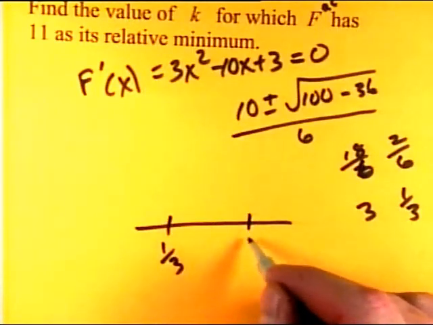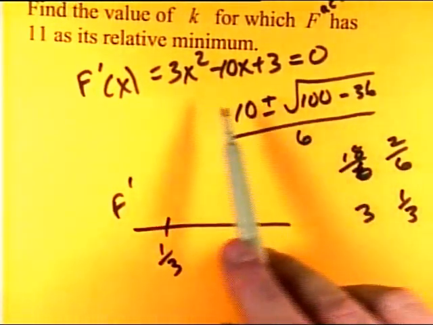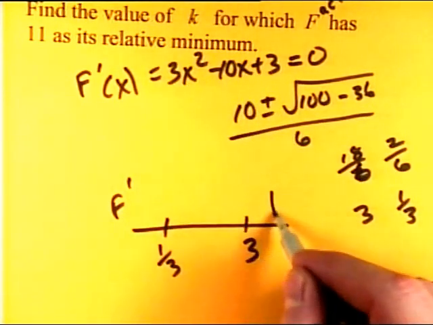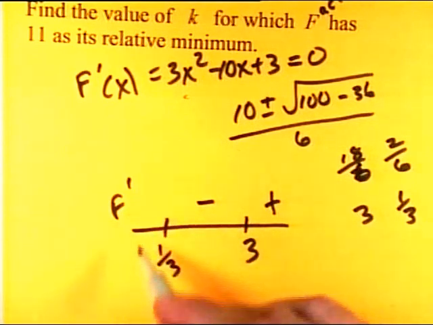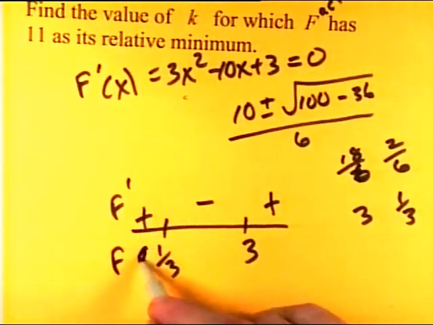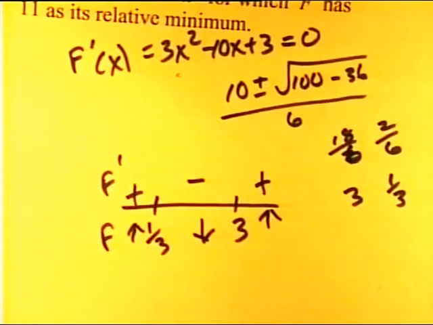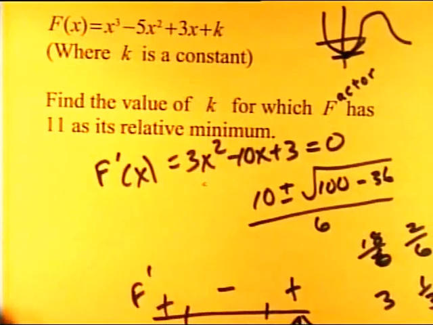What you could do, Josh, is this little chart right here. If you plug in a number like 5 into the derivative, you get something pretty big, 75 minus 50. If you plug in the number 1, you get a negative. If you plug in a 0, you get a positive. So the function is increasing, decreasing, increasing. So which point is the relative min? At x equals 3.